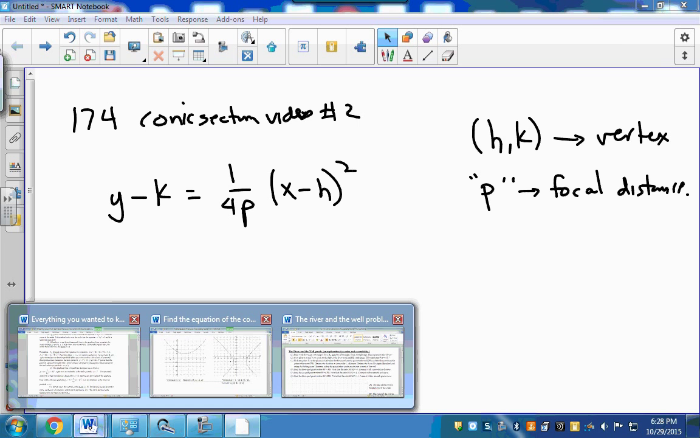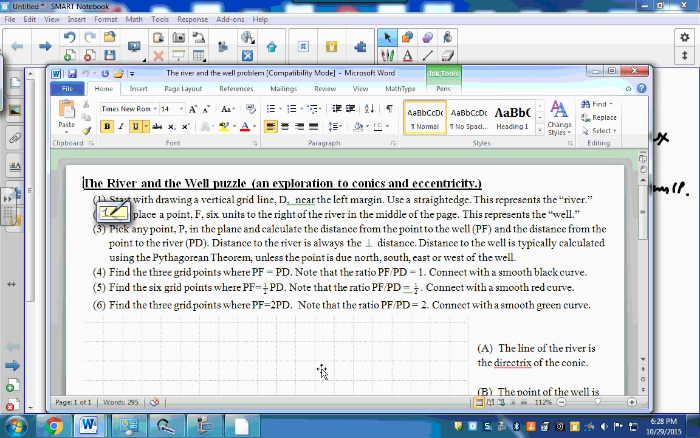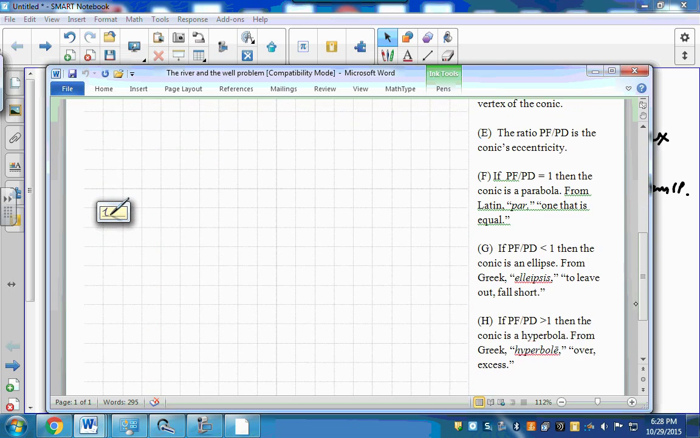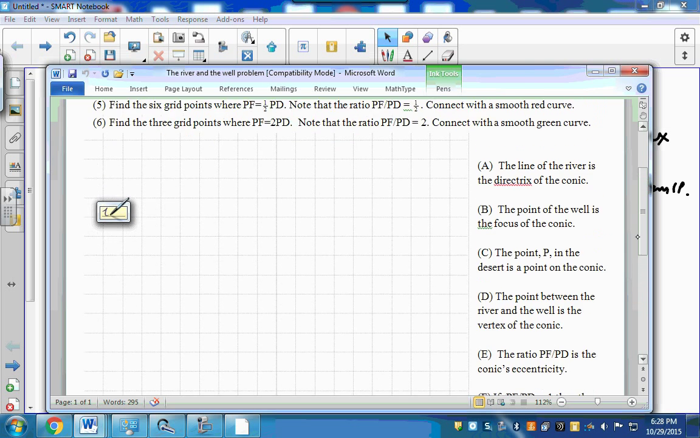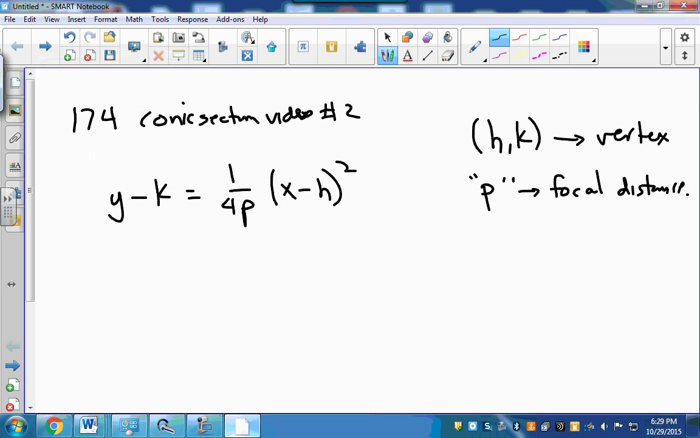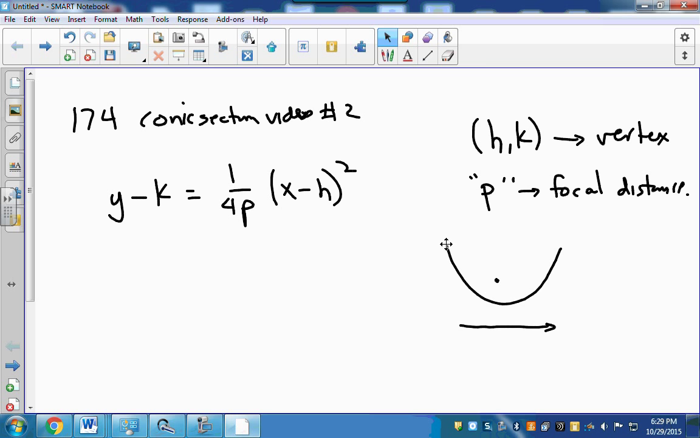The other sheet I've given you is this one here, a river and well problem. We'll talk about this one briefly on Thursday night. This is an exploration into the idea of focal distance and eccentricity and focus and directrix. So we'll talk about this one a little bit in class, but what you'll learn when you do that is if you have a parabola, then you effectively have a focal point and a directrix. And for parabolas, these distances here between the vertex and the directrix and between the vertex and the focus are exactly the same. So here's our turnaround point. There's our vertex. And the focal distance, I'm calling this p. So whether you call it that p or this p, they're the same p.